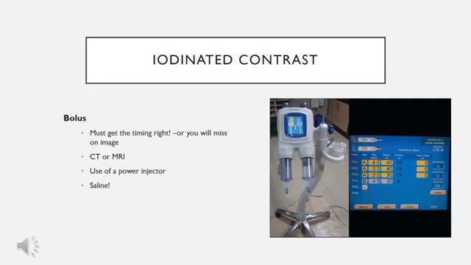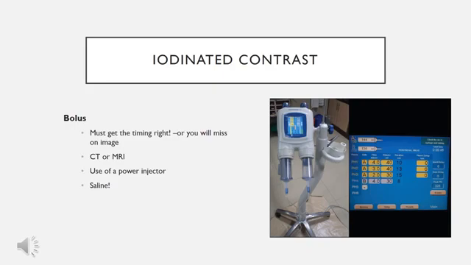It's really important to get the timing right or you're going to miss it on the image. This is mainly going to be used with CT or MRI. You're going to start the IV on the patient, connect the power injector with the contrast in it, and then go back to your MRI or CT scanner and start scanning. From that control console you can actually start the power injector and the injection is going to start. You don't have to go back into the room.